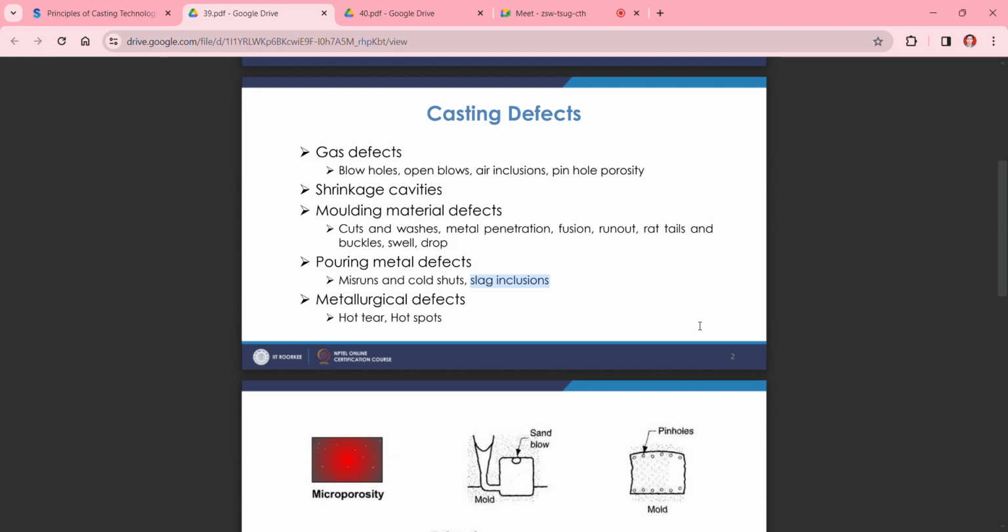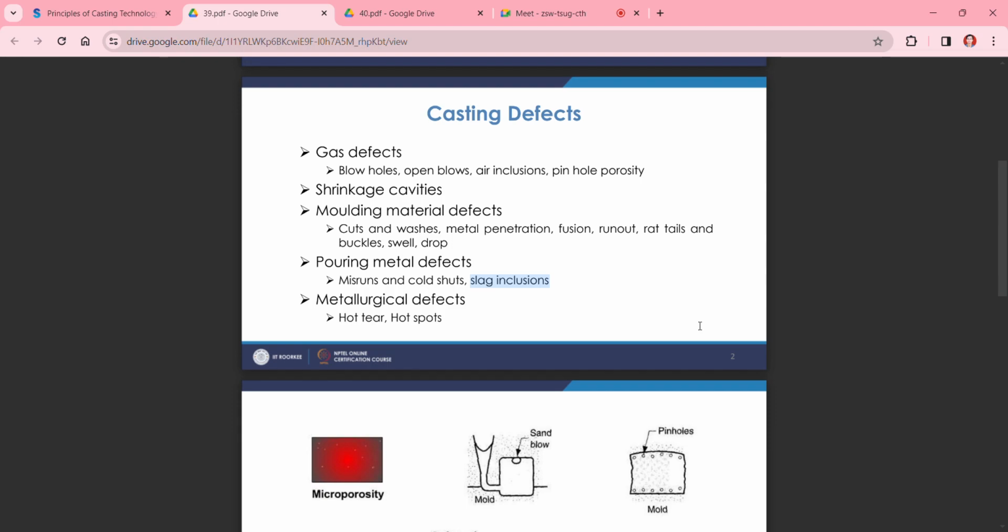First is hot tear, then hot spots. Those defects generally come from your alloying materials. Hot tear defects generally come from sulfur. If the sulfur content is very high in a mild steel casting, that sulfur is going to react with your molten iron and create iron sulfide, and that iron sulfide has a lower melting point compared to your mild steel.